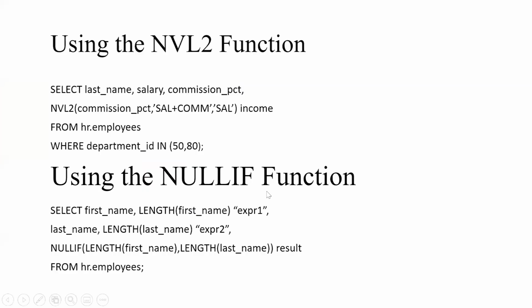Moving on to NULLIF. NULLIF is used when we want to check if both the arguments we are giving are the same. If both of them are the same, then we get null. If both of them are not the same, then we get the first expression, whatever we are putting as the first argument. Let's try this out.